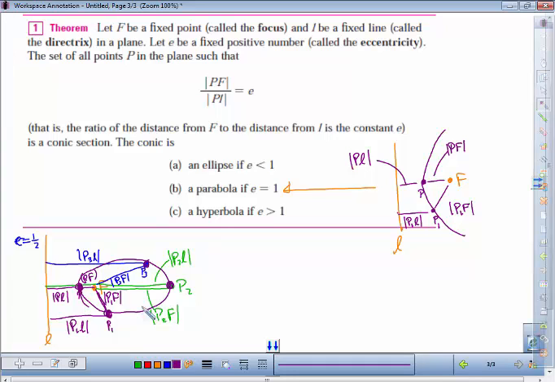Okay, so if we keep that ratio between the distance between some point and the focus point and some point in some directrix, then we have our eccentricity. Okay?